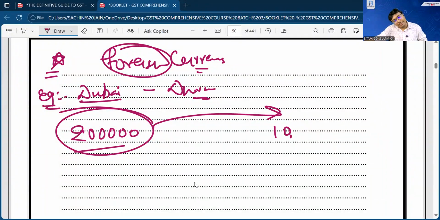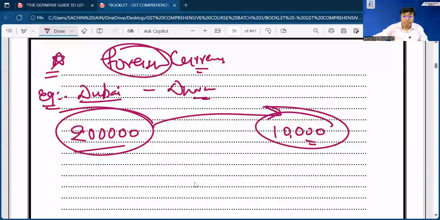Suppose the bank has given me 10,000 dirham. So whether the bank is going to charge GST on the complete 2 lakh rupees? No, because I have given 2 lakh and the bank has provided 10,000 dirham to me. So in that case, the bank is just going to charge GST on the service charges, on the service portion.